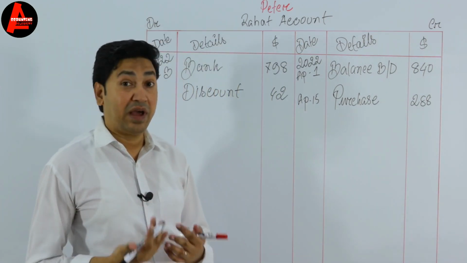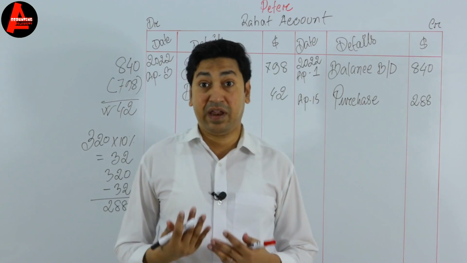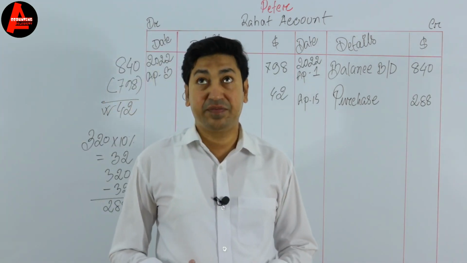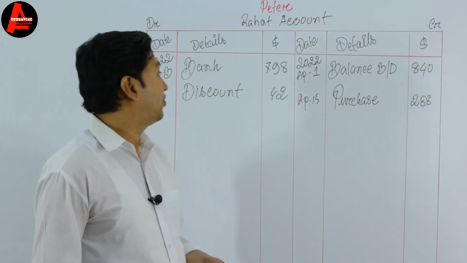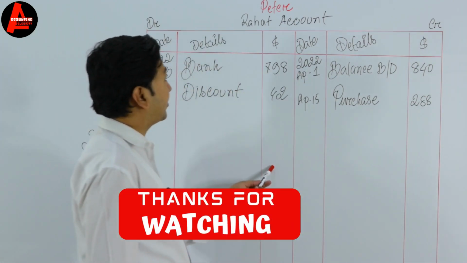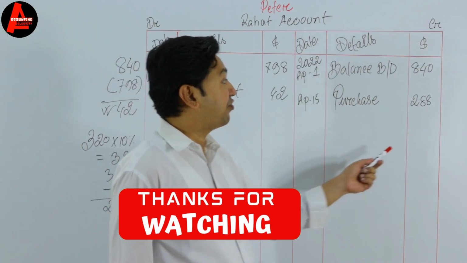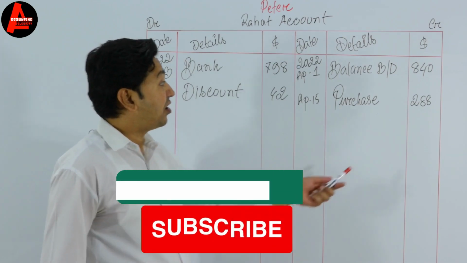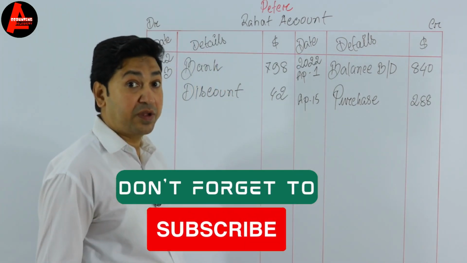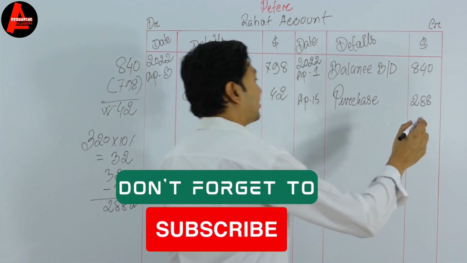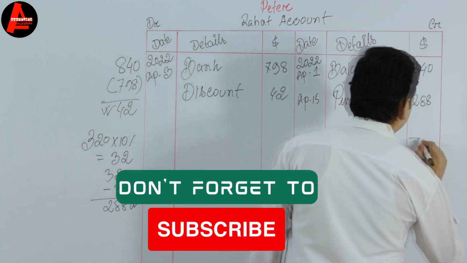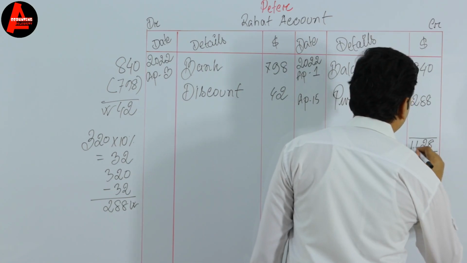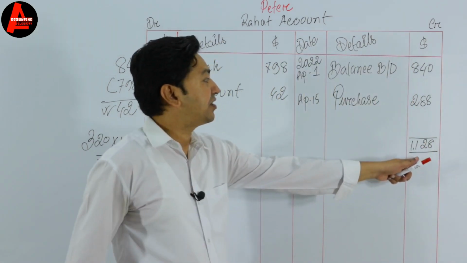Now we need to balance it because it is a requirement, and we even need to bring down the balance. How to balance and bring down? It is simple. We have to compare these two columns, the debit dollar column and the credit dollar column. Which column is greater? The credit column is greater, so we sum up the credit column first. We get $1,128. This is the total of this column.